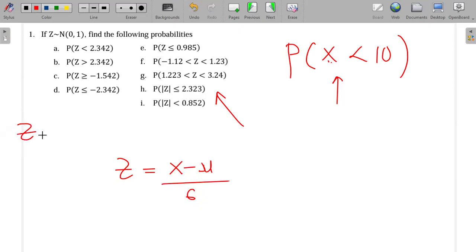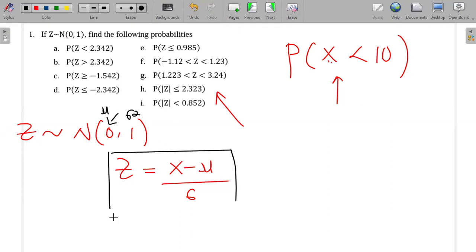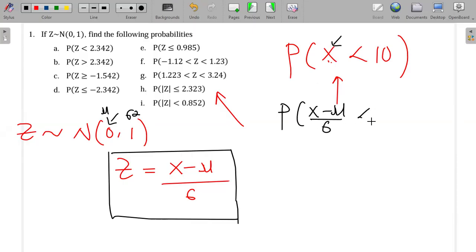So if they say Z follows a normal distribution, and then they put 0, 1 here, this 0 is the mean, and this 1 is the variance, sigma squared. To find the standard deviation, you need to take the square root of whatever is here. This is how we can find the Z score in case we are given X values. So to standardize, we say X minus mu over sigma less than.